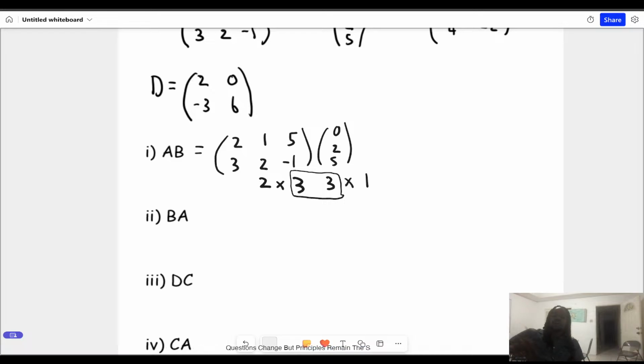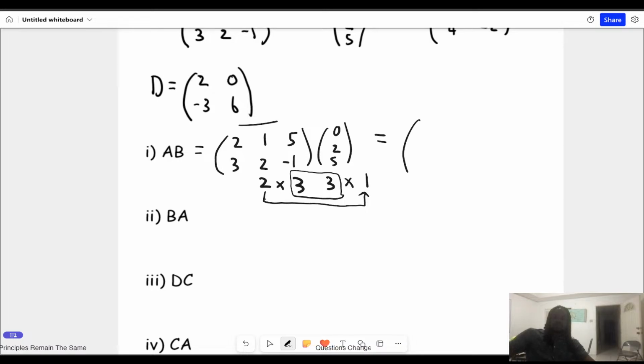Next, what would the order of the answer be? When I multiply these two matrices together, what is the answer supposed to be? Remember, the two numbers on the outside tell you what the order of the answer is supposed to be. A 2 by 1. So let's go.